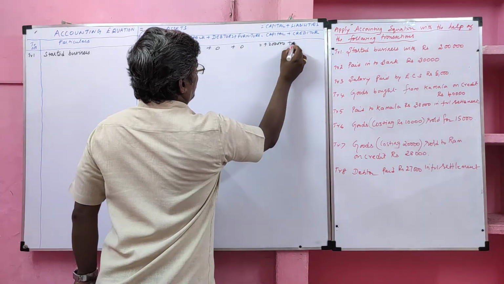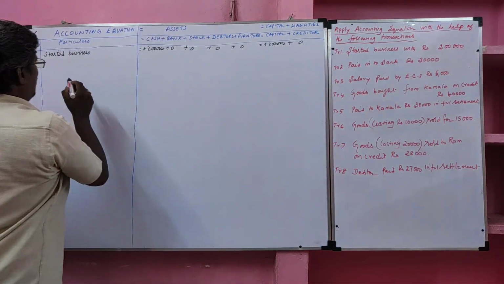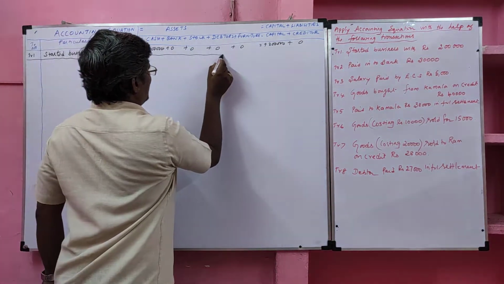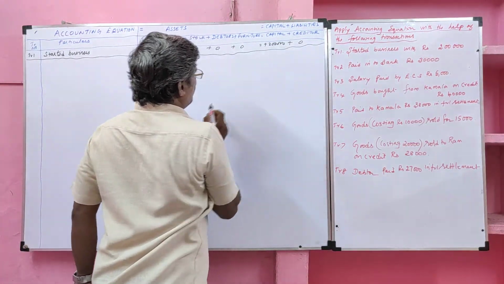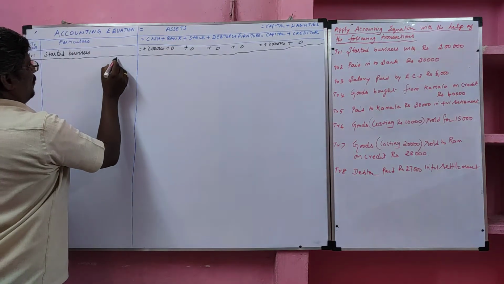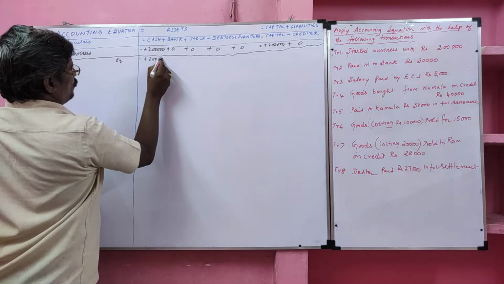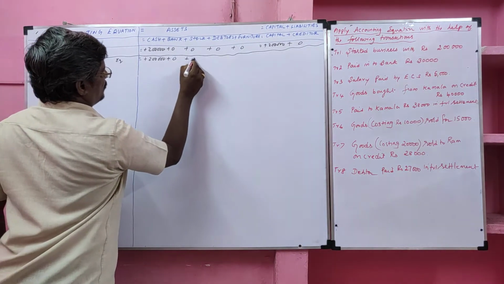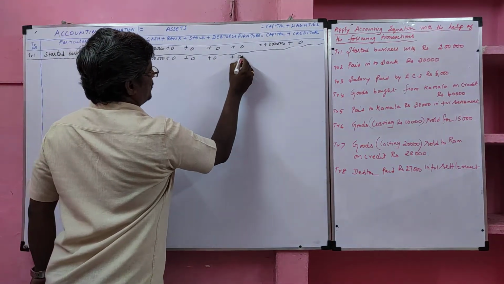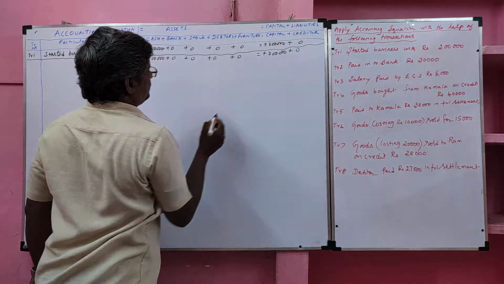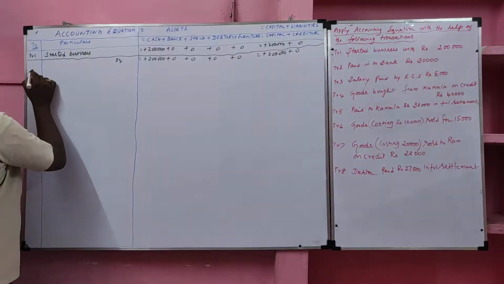Students, when the owner invests money in the business, cash increases, capital also increases. Now I am going to draw the balancing equation. 2 lakh plus 0 plus 0 plus 0 plus 0 equals 2 lakh plus 0. Then transaction number 2.